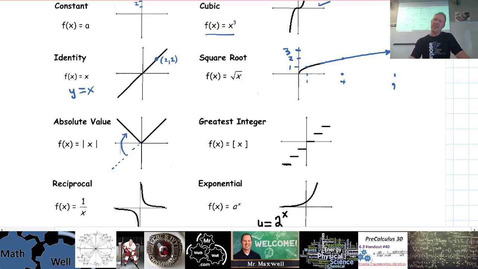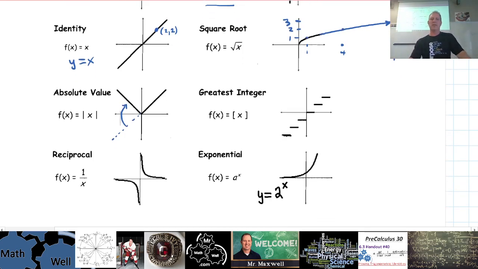Greatest integer, you'll see this a little bit in calculus, not too much, but basically this is a non-continuous function where we only consider values that are whole number integers. There's no values in between integers, so they are not graphed. Anyways, we'll talk a little bit more about that later.